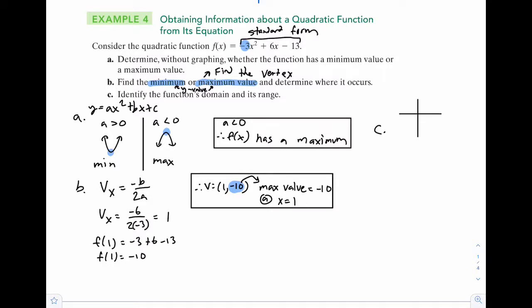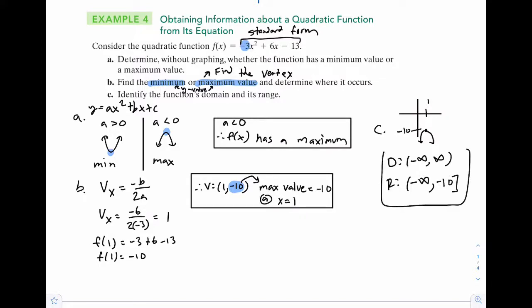So the vertex is 1, negative 10, so I know that would be right about here, and it's opening down. So there's our graph. I can see my domain is everything. And I can see the range would be negative infinity to negative 10, bracket. And that would be our complete answer. And that's it.